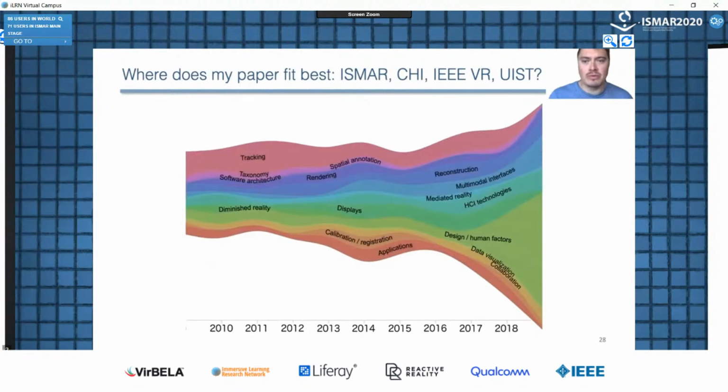However, we observe the evolution of topics of interest, and we notice that overall, there is a decreasing number of publications that focus on techniques and an increasing attention on user-centered research.